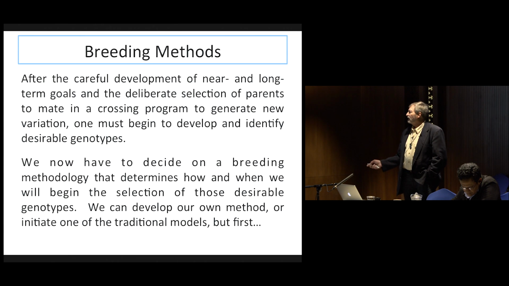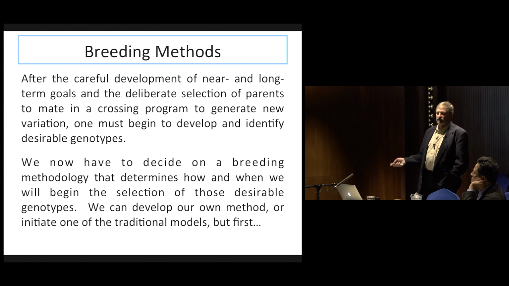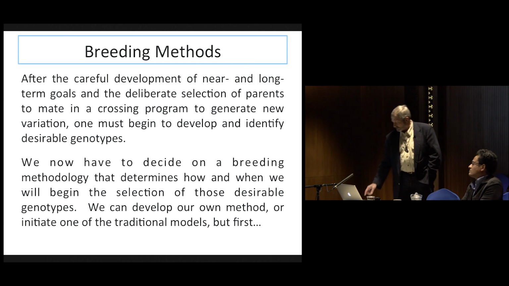So after you've got your near-term and long-term goals defined, you've made some deliberate selection of parents in a crossing program, you've generated some new variation, then it is necessary to begin to develop and identify desirable genotypes. I don't think I'm telling you anything new here, but you now have to decide on a breeding methodology that determines how and when you'll begin the selection of those desirable genotypes. You can develop your own method, or you can go to the textbooks that I showed you and initiate one of those traditional models.